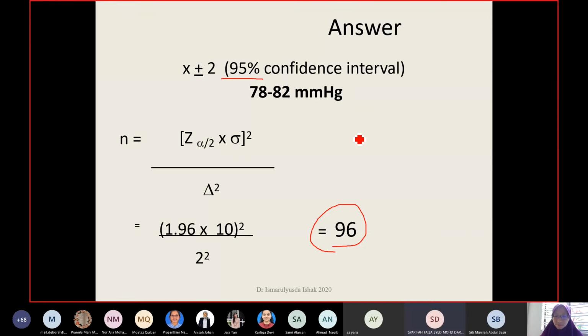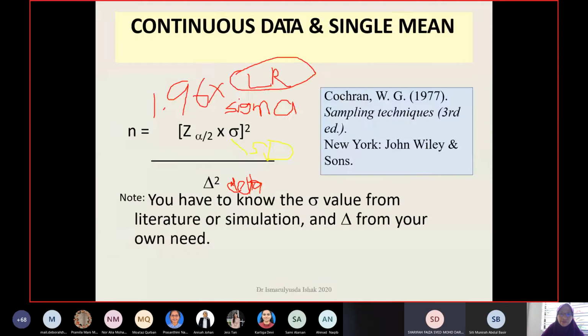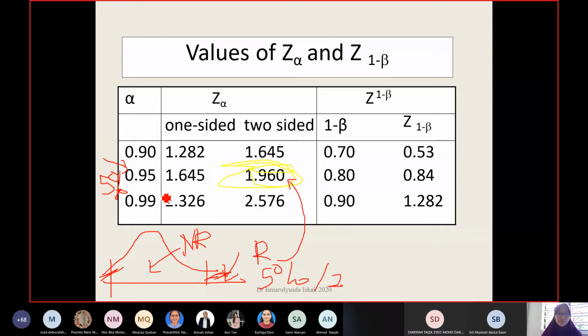Doctor, the formula, Z alpha means it's two-tailed. This one is for two tails. So do we need to divide by two? No, you don't have to divide by two. Automatically your Z will be 1.96. If you are using one tail, use the other value, 1.645.